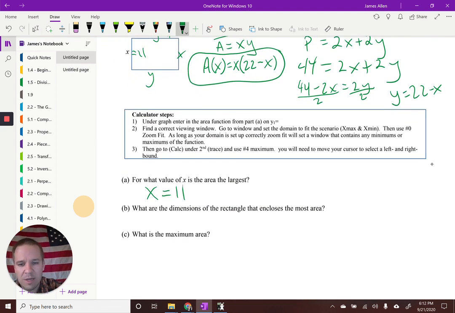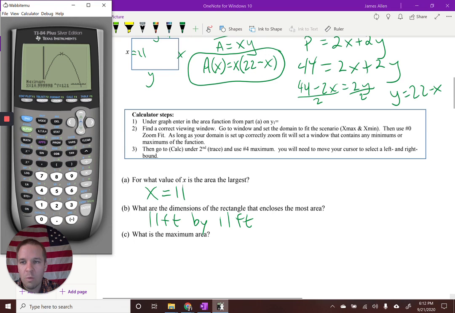What are the dimensions of the rectangle? So 11 feet by 11 feet. And the maximum area was that y value, the 121, because that is our function.